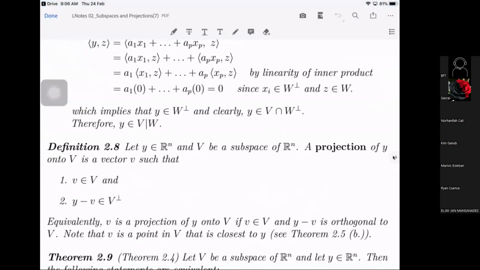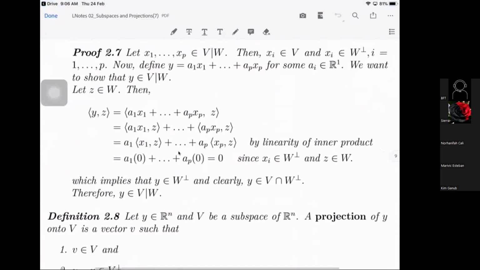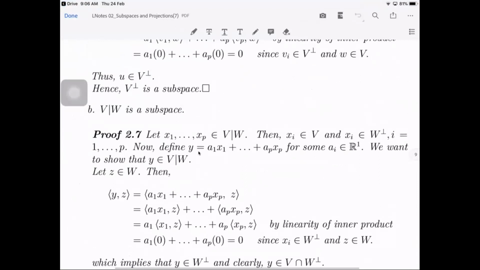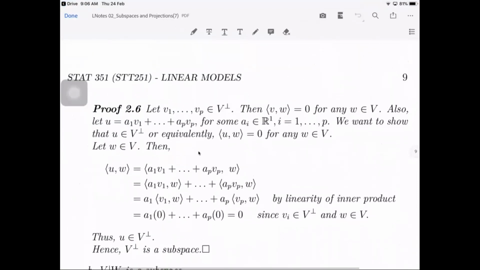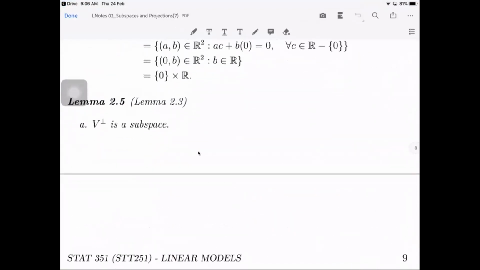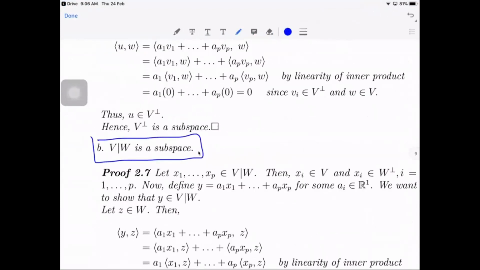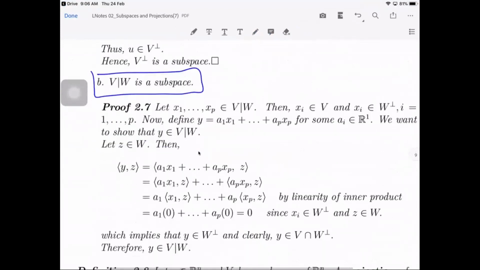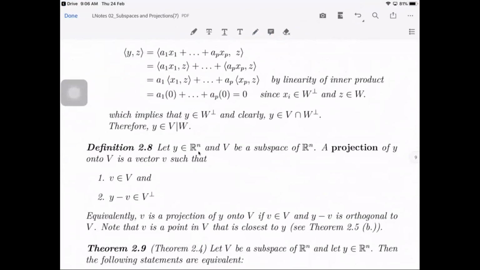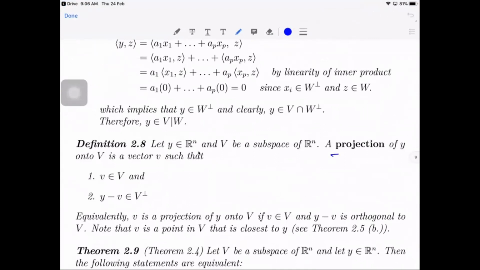Okay, so let's continue. I think we stop here in showing that B-perp is a subspace and B mod W is a subspace. So let's start with a new concept now: the projection of Y onto V.